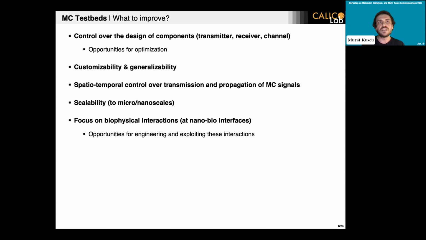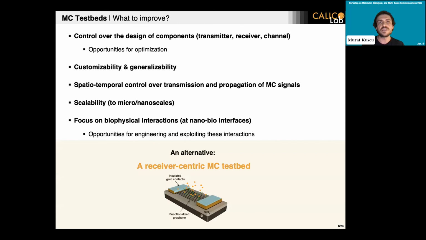The other point is that if we look at all the practical testbeds developed so far, we can see that the focus is particularly on the propagation of the molecular signals, maybe except for the biosynthetic testbeds. But with that, we might be missing some important molecular interactions like ligand-receptor binding interactions, which can be a challenge and also an opportunity at the same time for molecular communications and Internet of Bionanothings. So as an alternative, we developed these receiver-centric microfluidic molecular communication testbeds, which is not able to solve all these problems, but I believe it takes an important step forward to address these challenges.